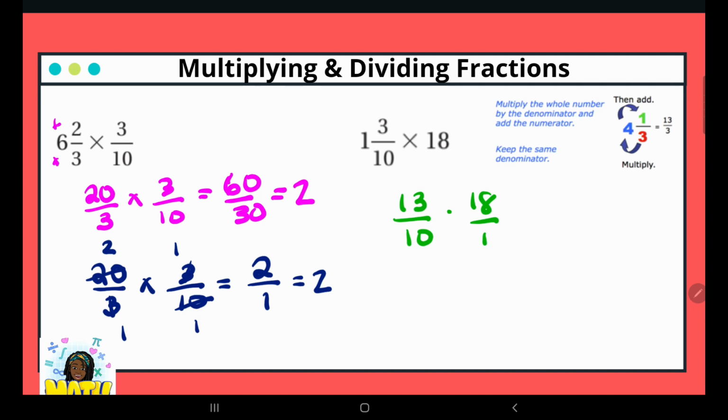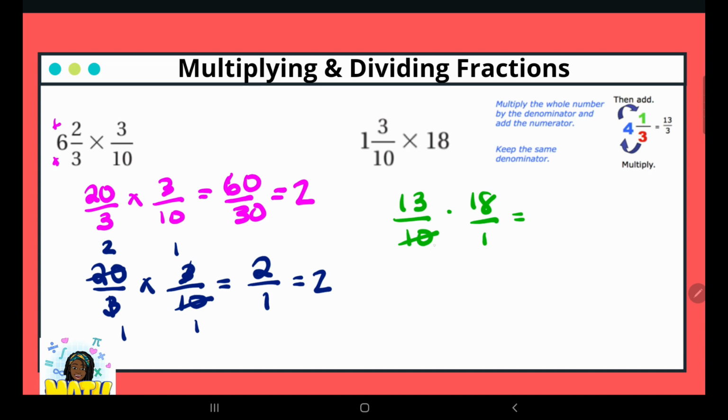Now, here's an example of where simplifying first would be really helpful, right? So I have 13 times 18. Maybe I don't know how to do that, okay? Let's try simplifying, and then we will do the multiplication across. So 10 does not go evenly into 18. However, there is a number that does, and that number happens to be 2.